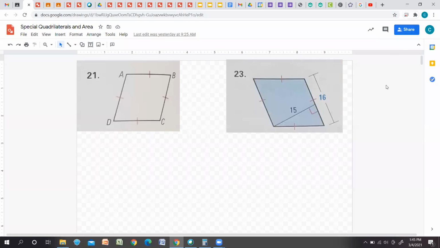Good morning. For this assignment, you will be exploring the properties of special quadrilaterals and the area of quadrilaterals and triangles. So I'm going to do these two examples. I'm going to identify this quadrilateral and find the area of this parallelogram.